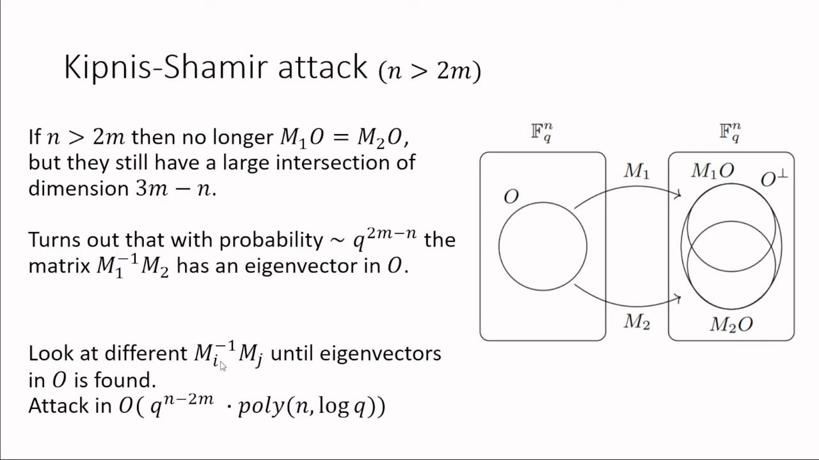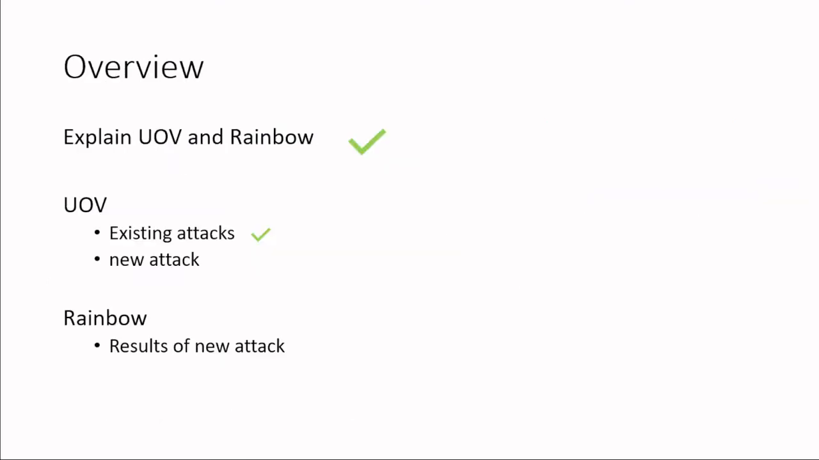So for every matrix that you try, there's this probability that you find an eigenvector in O. So just repeat this until you have a basis for O. And on average, you have to try q to the n minus 2m matrices. So the complexity of the attack is q to the n minus 2m times some polynomial work factor. Okay, so that's the state of the art of the attacks against oil and vinegar. And now I'll explain the new attack.